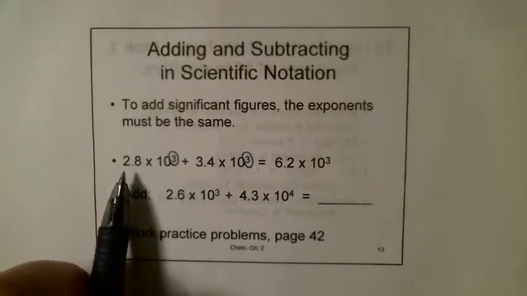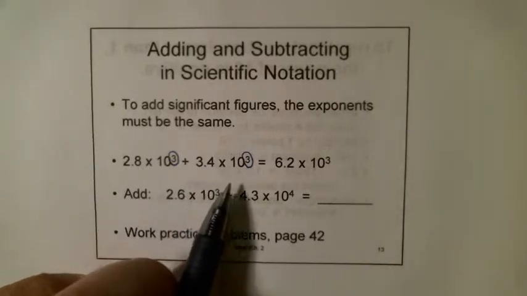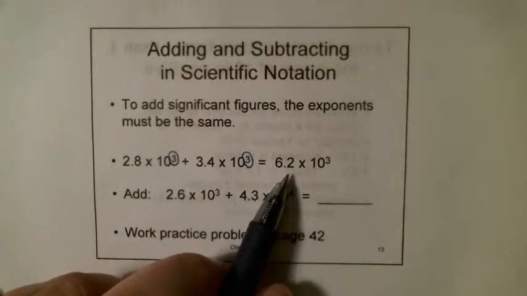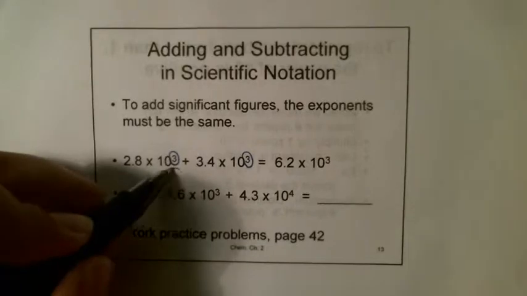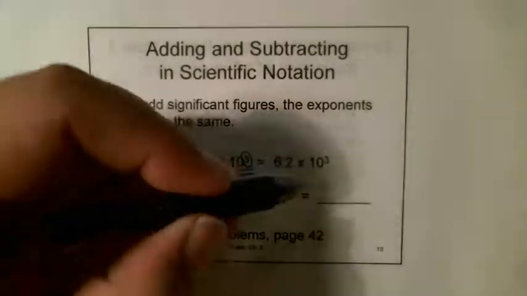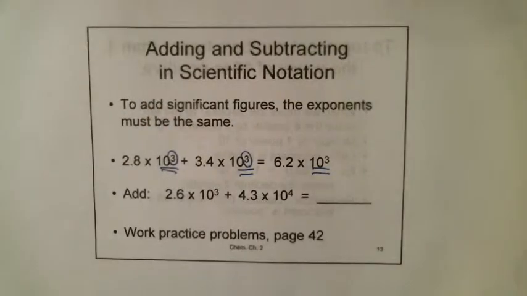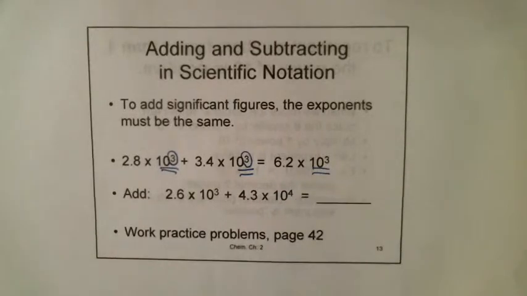So we can just go ahead and add 2.8 plus 3.4, which equals 6.2, and then write times 10 to the third power. So if the exponent parts are the same, we just add like normal, and our answer gets times 10 to the same exponent.